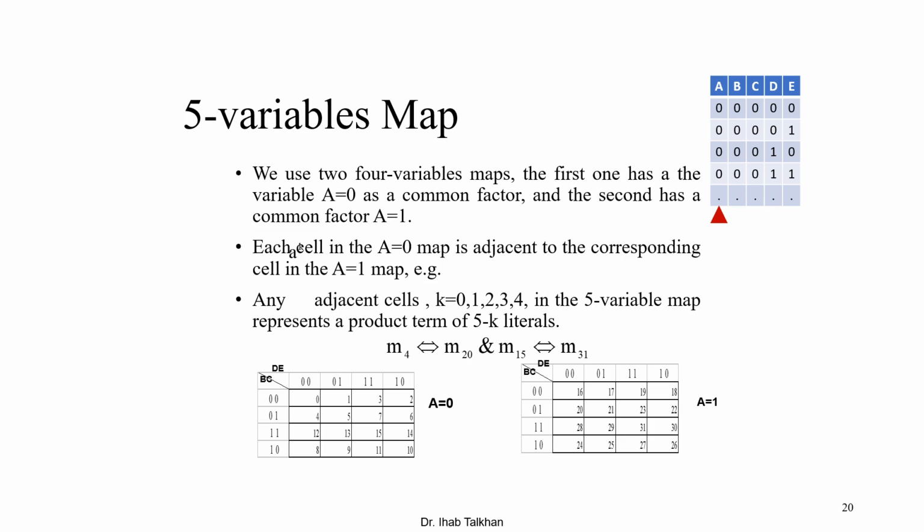And as I mentioned before, if you have a group, you will have one group satisfying layer A equals 0, another group satisfying layer A equals 1, and you also have something common between the two maps. This will be explained more with the next example. But now that you understand the situation, what we did is divide the 32 cells into two four-variable maps, and you have two layers: layer 1 with A equal to 0, and layer 2 with A equal to 1.